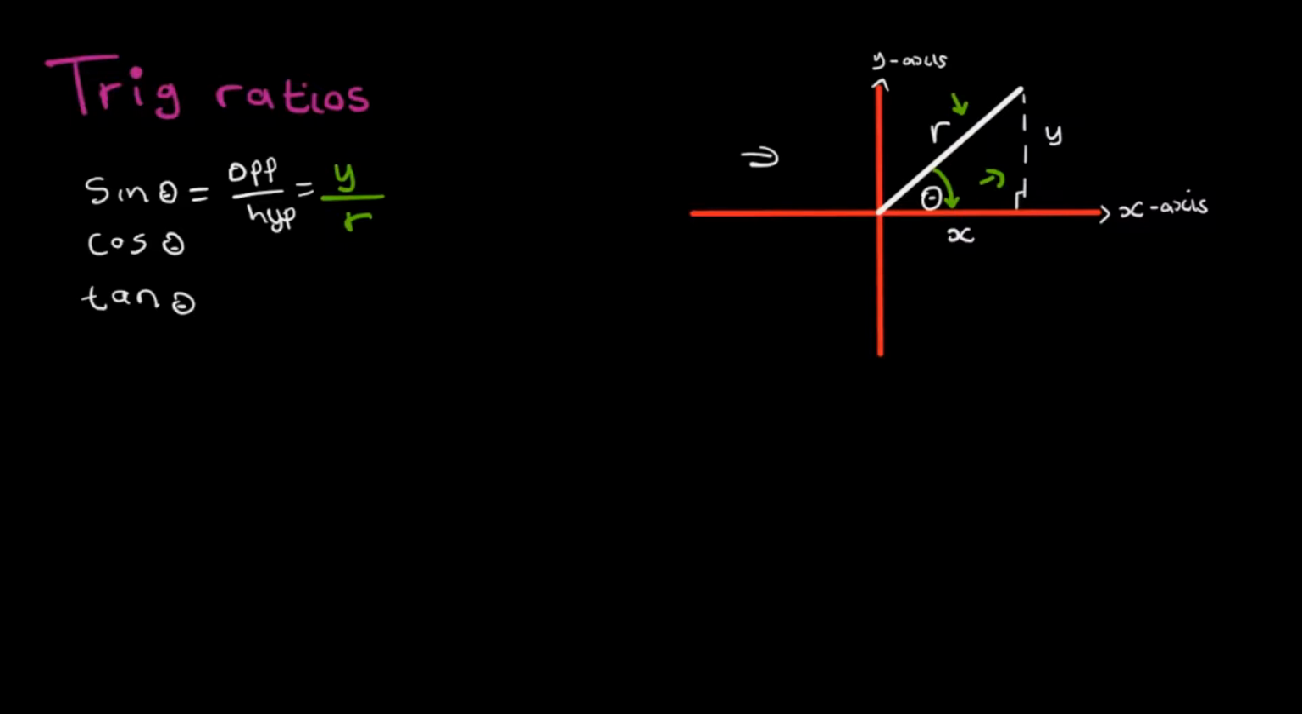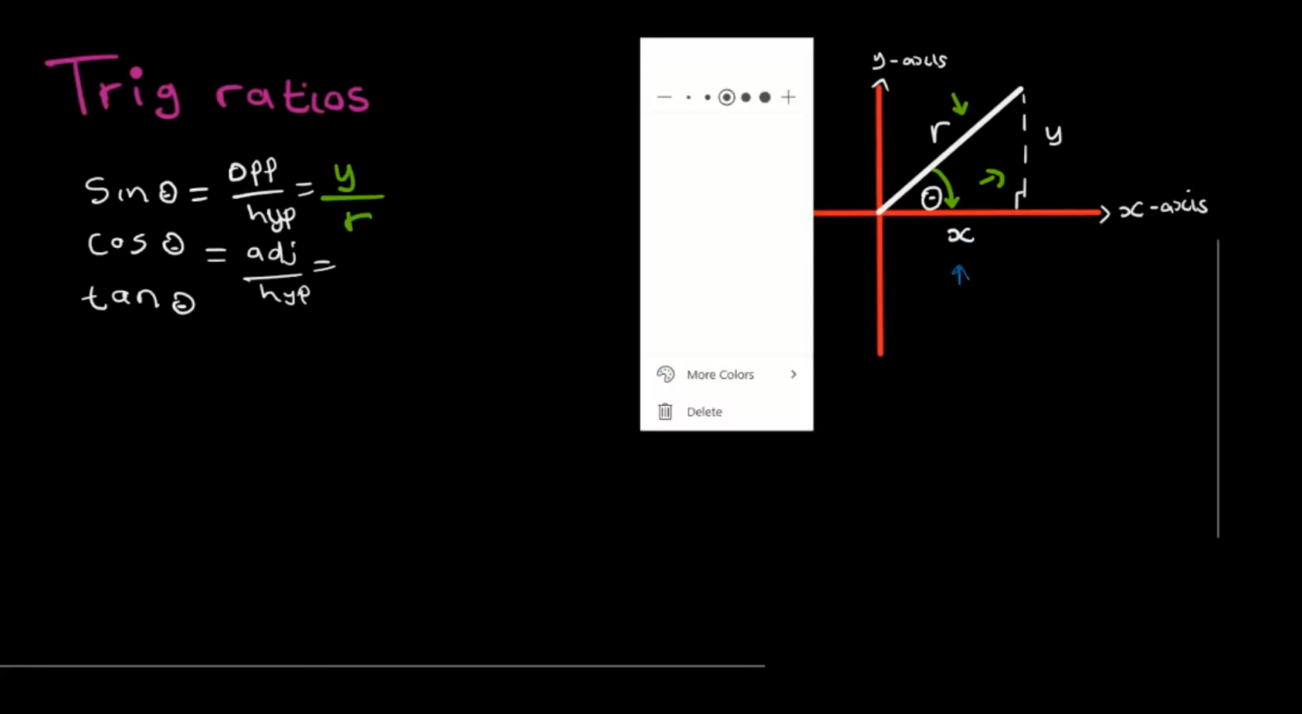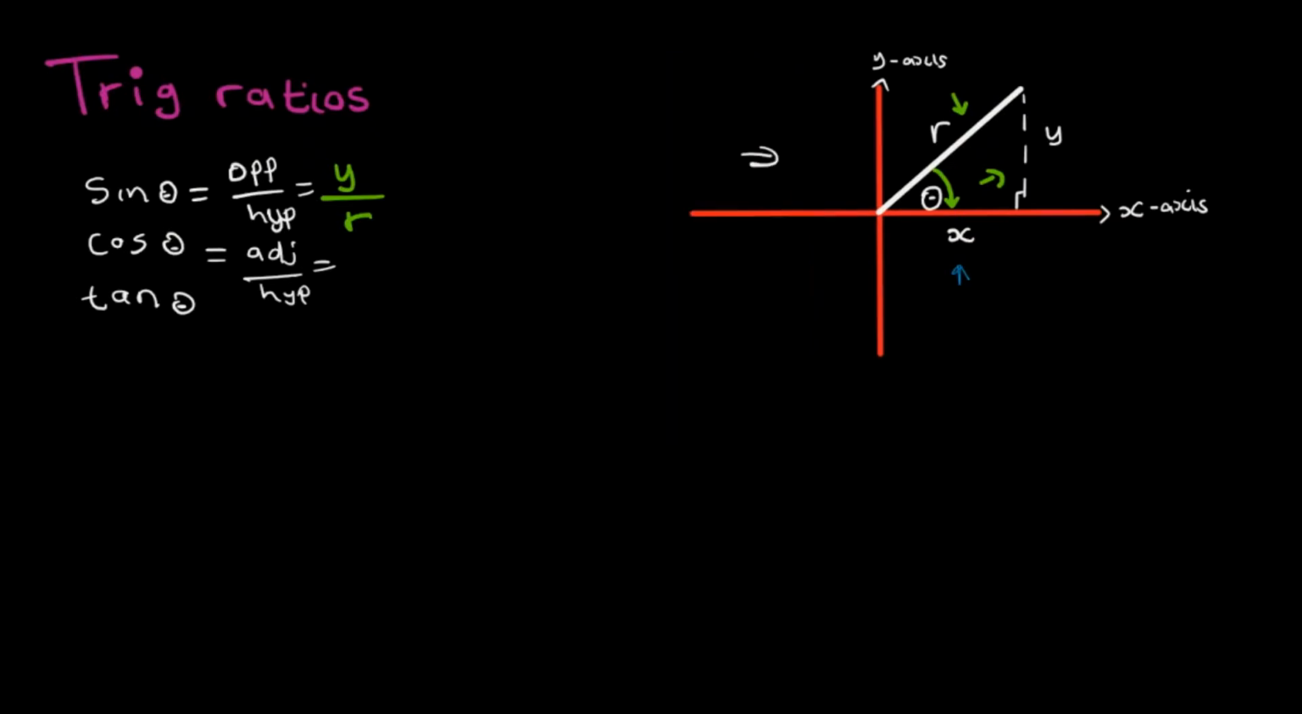It's opposite over hypotenuse. Then coming to cos of theta, which we know is adjacent over hypotenuse, your adjacent side using the angle of theta is this part here, right? So your adjacent side is going to be this part here, which is your x. So you're just going to write your x, divide by, and then your hypotenuse side is still going to be your r, so divide by r. So that is how we find your trig ratios using this diagram.